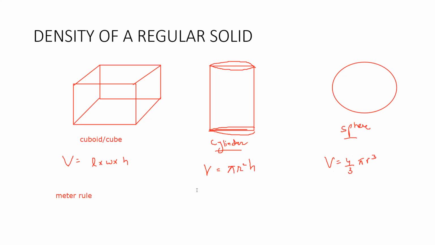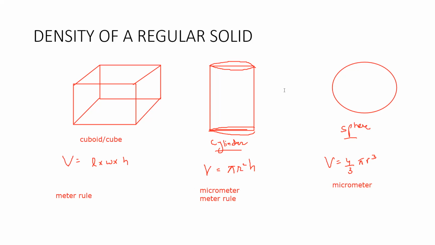Here, because I have to measure a radius and height, I need a micrometer and the meter rule to measure the height. And normally, because it's a sphere, a small object, we first measure the diameter and then calculate the radius, which is half of the diameter. So we'll need a micrometer.